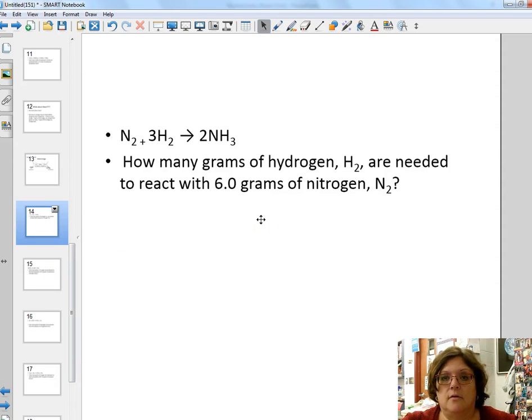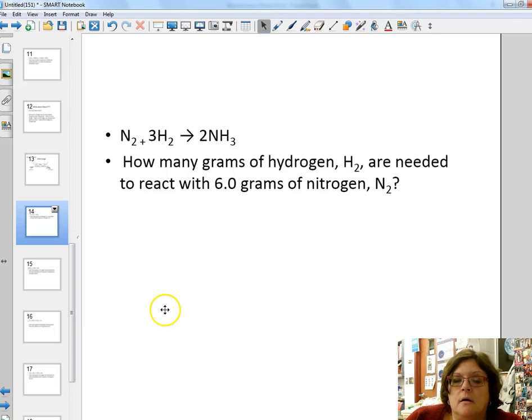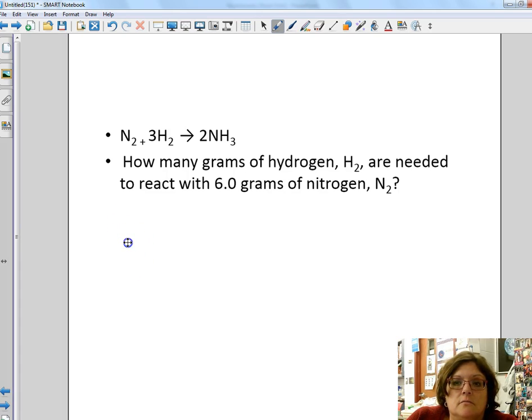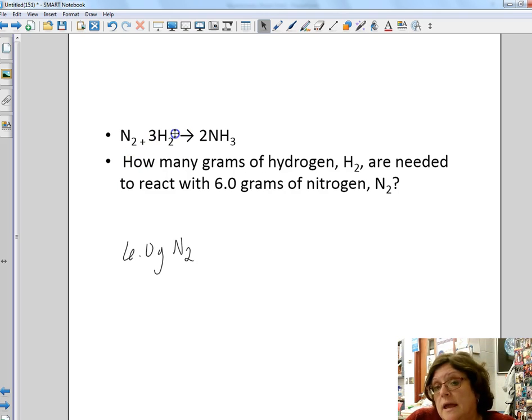Let's say we have ammonia, the formation of ammonia. What if we have 6 grams of nitrogen to start with? And we want to know how many grams of hydrogen we're going to need. We can't compare grams to grams because the masses of nitrogen and hydrogen are so different. We have to change them to moles first.